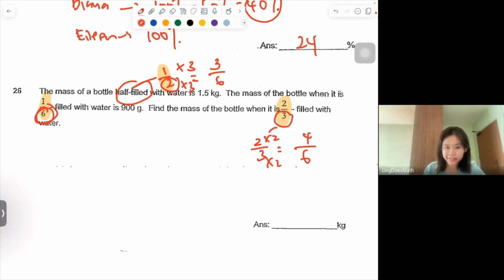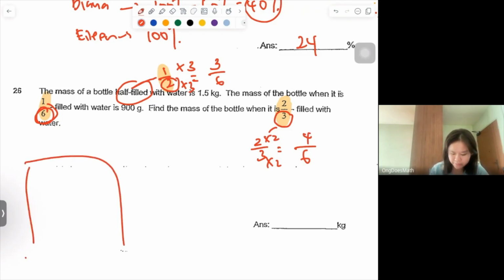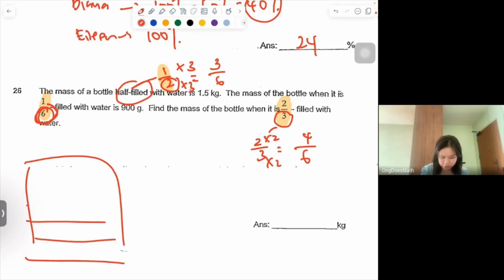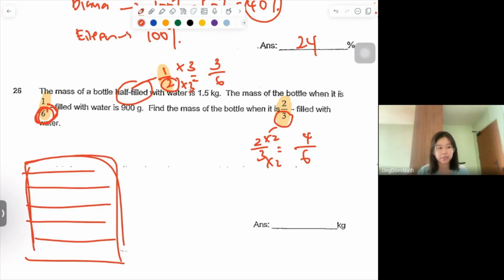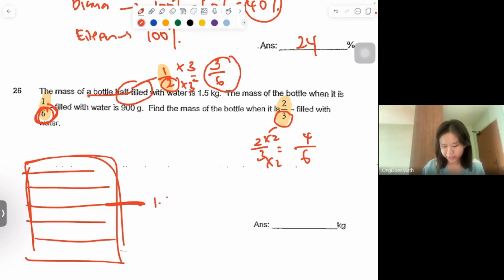Okay, now we have all this information. How do we draw things out? This is my bottle. Since the denominator is 6, I can split it into 6 parts: 1, 2, 3, 4, 5, 6. I have a bottle with 6 markings on it. I know your bottle may have different markings, but now I have 6 different markings on the bottle. The mass of the bottle when it is half filled with water, which is 3/6 filled with water, is 1.5 kg. So if the water level is at the 3rd level, the mass is 1.5 kg.